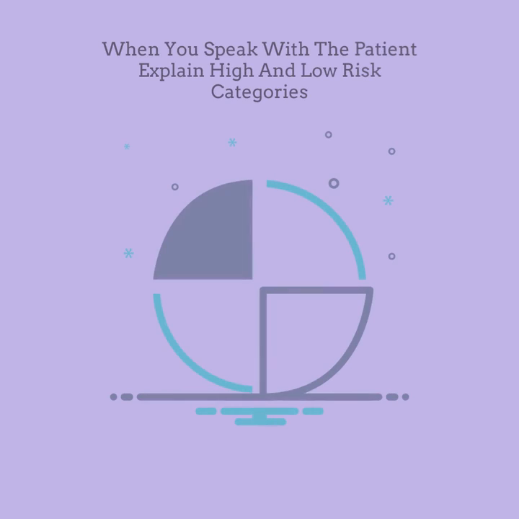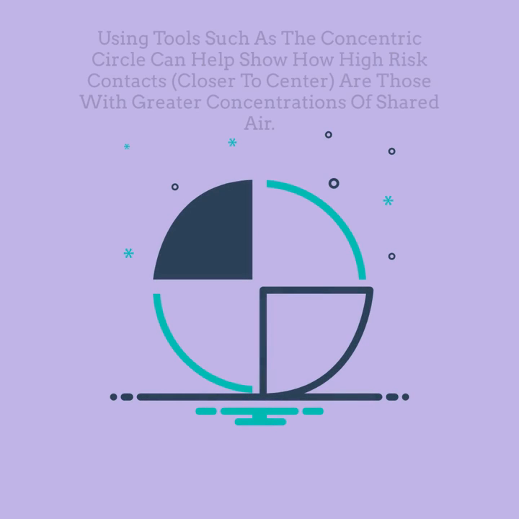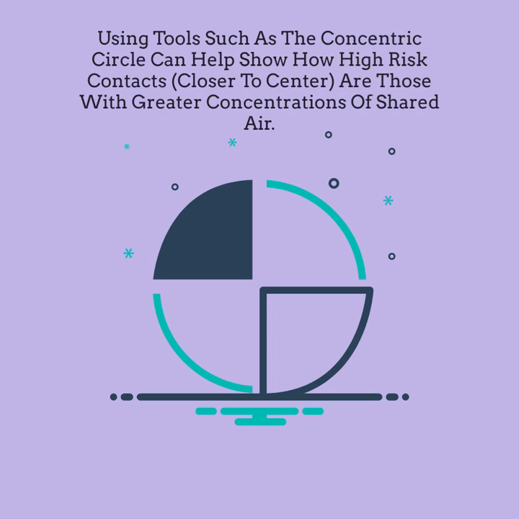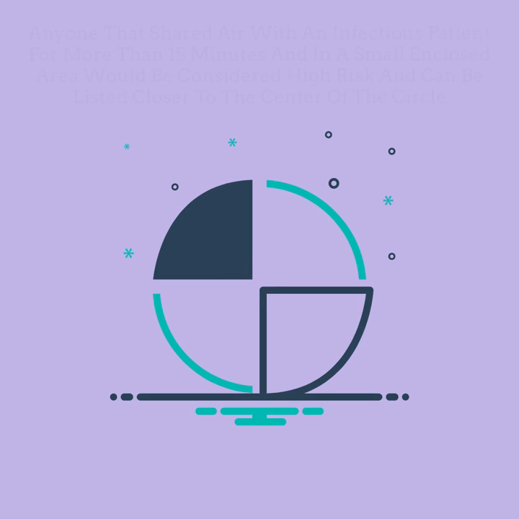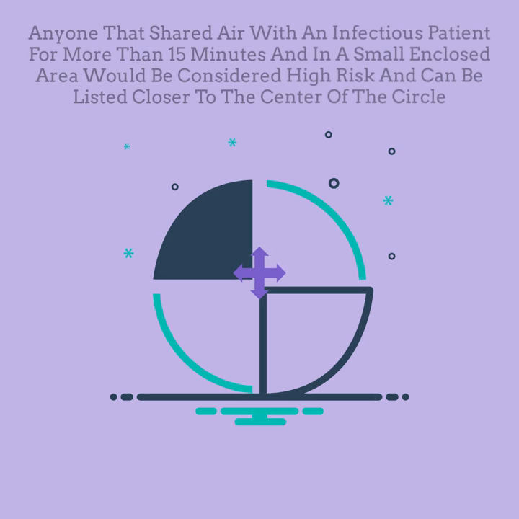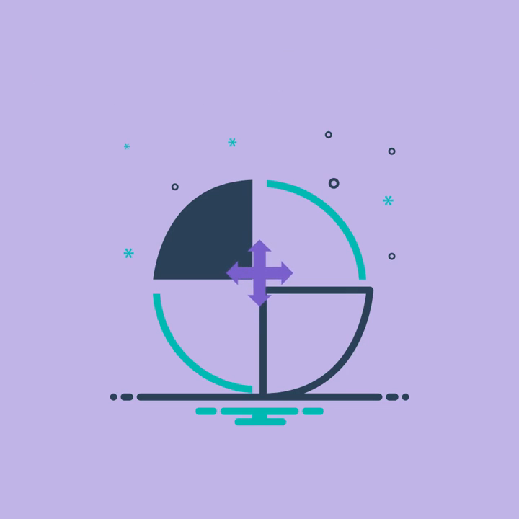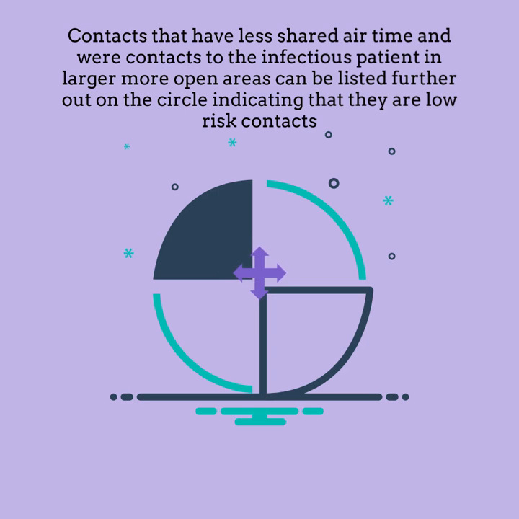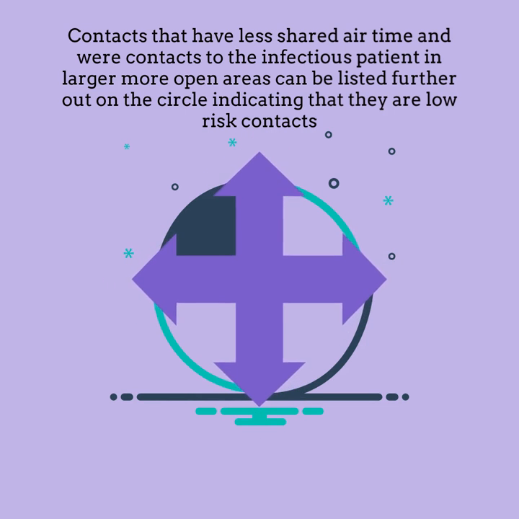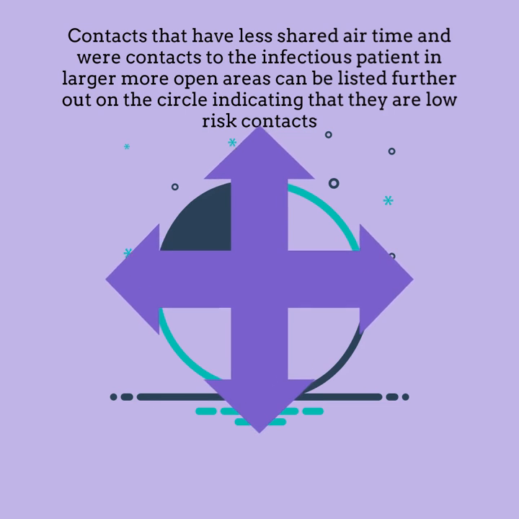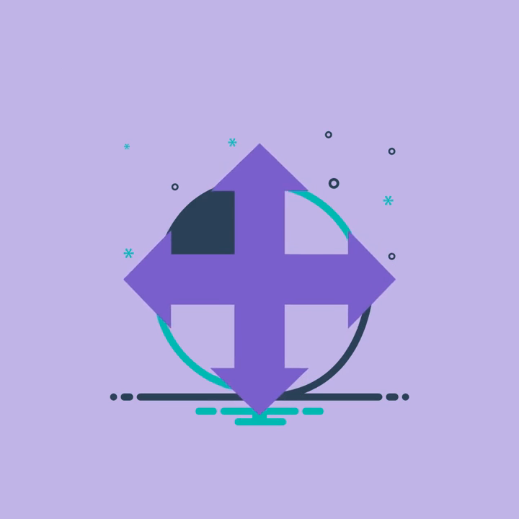When you speak with the patient, explain high and low risk categories. Using tools such as the concentric circle can help show how high-risk contacts, closer to center, are those with greater concentrations of shared air. Anyone that shared air with an infectious patient for more than 15 minutes and in a small enclosed area would be considered high risk and can be listed closer to the center of the circle. Contacts that have less shared airtime and were contacts to the infectious patient in larger, more open areas can be listed further out on the circle, indicating that they are low-risk contacts.